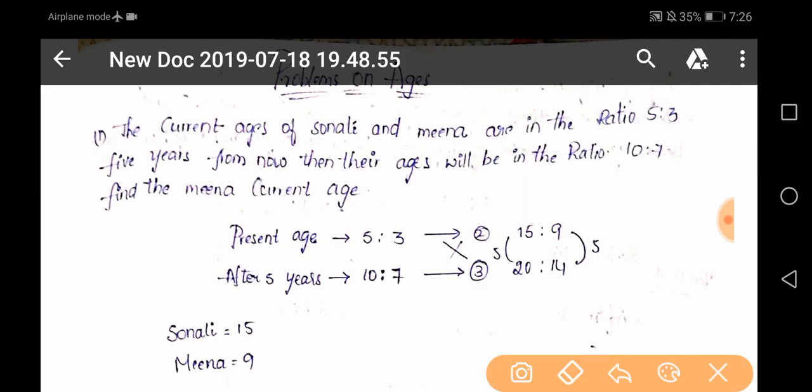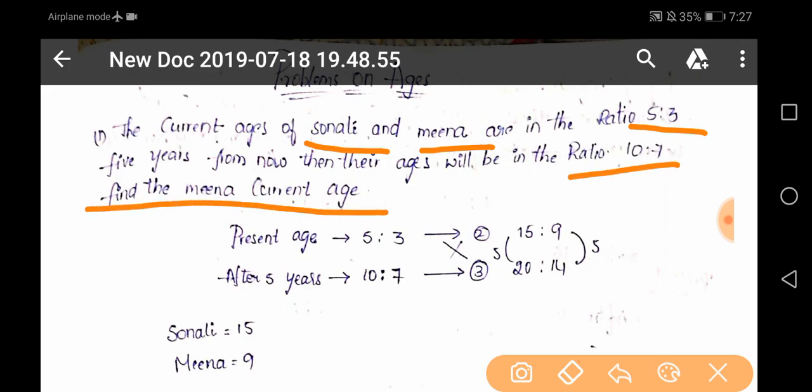The current ages of Sonali and Meena are in the ratio 5:3. Five years from now, their ages will be in the ratio 10:7. Find Meena's current age. They have given you the ratio of present ages and also the ratio of ages 5 years later, and we have to find out the current age of Meena. So the present age ratio is 5:3 and after 5 years it is 10:7.